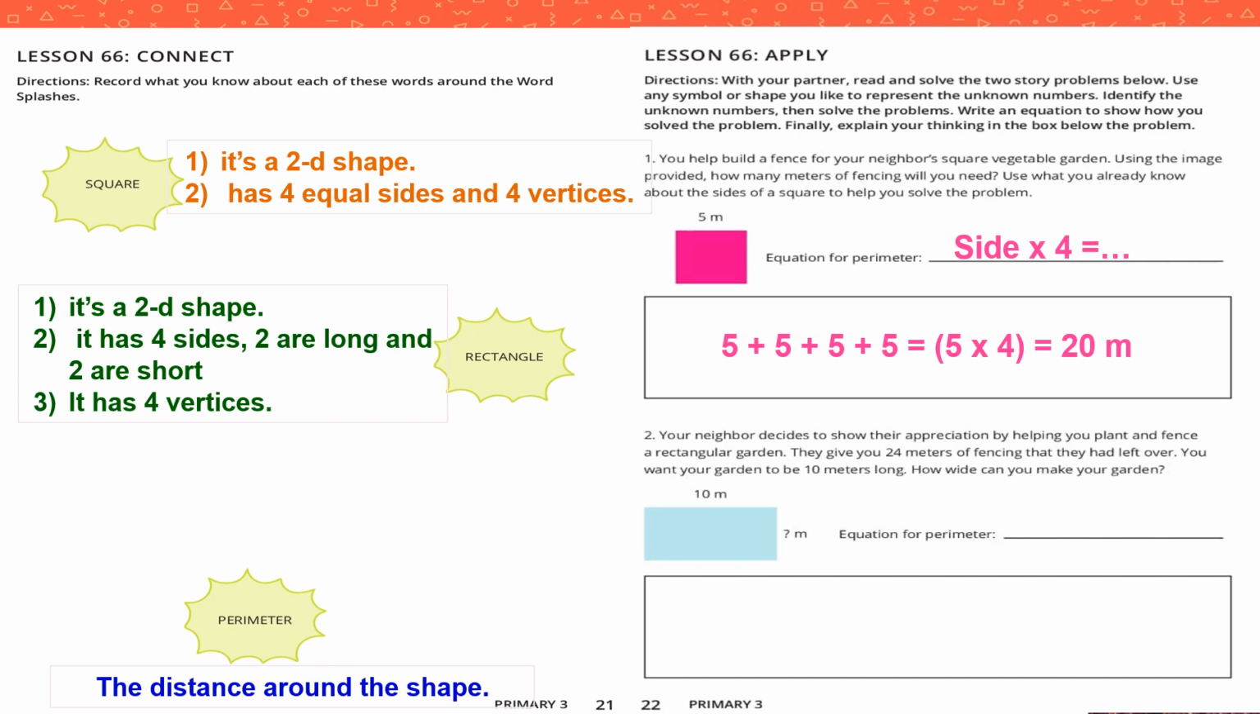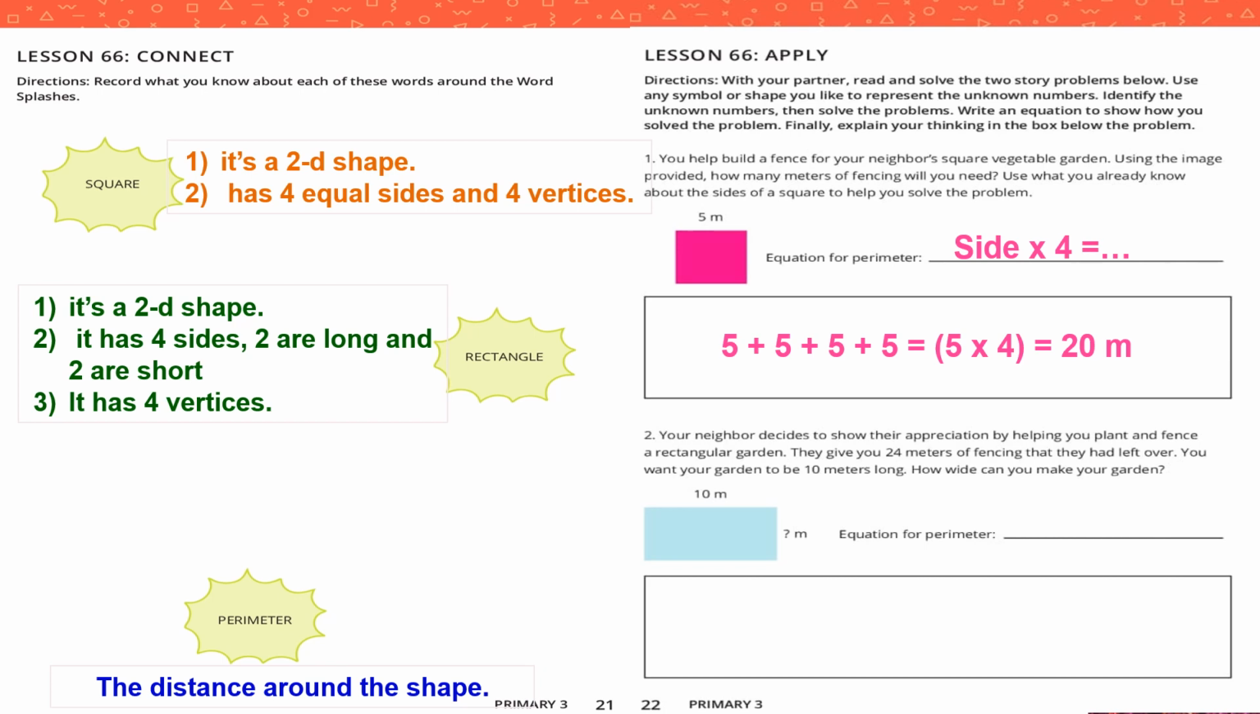Number 2, your neighbor decides to show their appreciation by helping you plant and fence a rectangular garden. They gave you 24 meters of fencing. So the fence is what? 24 meters. We said fence is like what? Perimeter. Yes. So the perimeter is 24 meters.